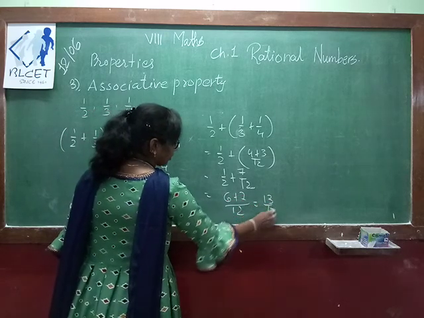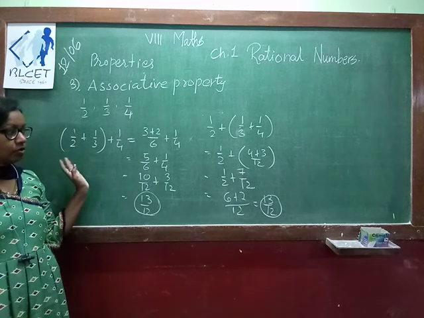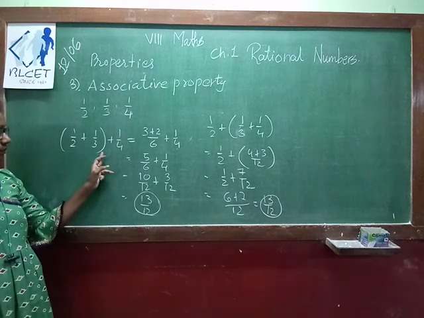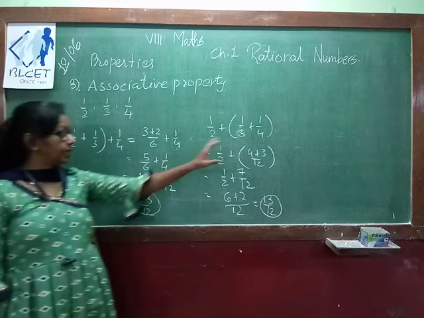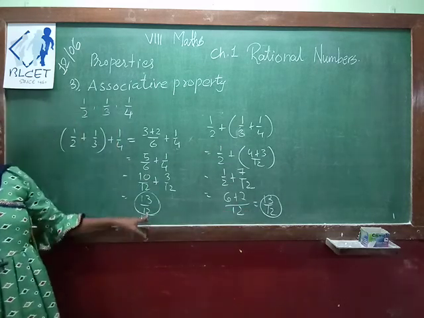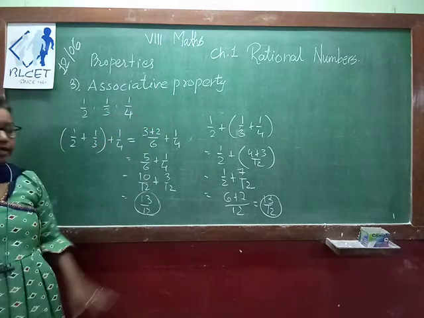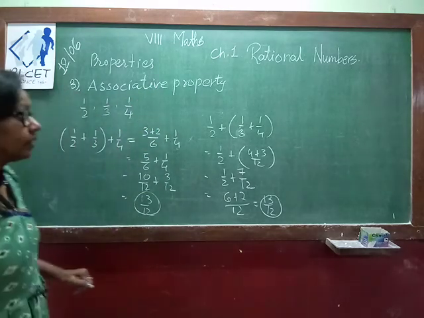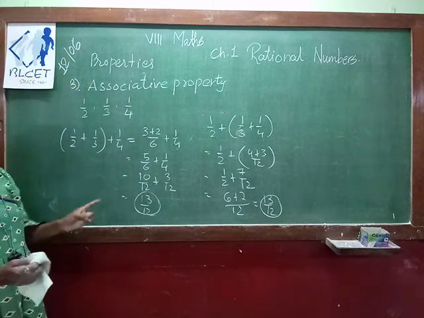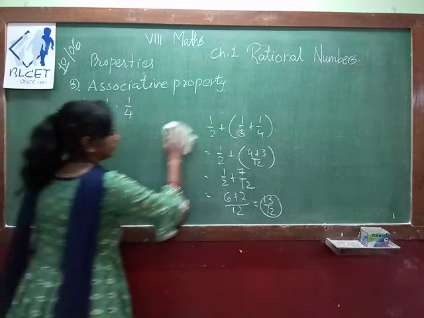13 by 12. So after taking LCM and solving this question, you will see that if you regroup these numbers first and then change the order of regrouping, you are getting the same answer. So what we can say? The associative property holds under addition for rational numbers. Okay? We keep these rational numbers for all four operations. So addition is done. Now we see the subtraction.